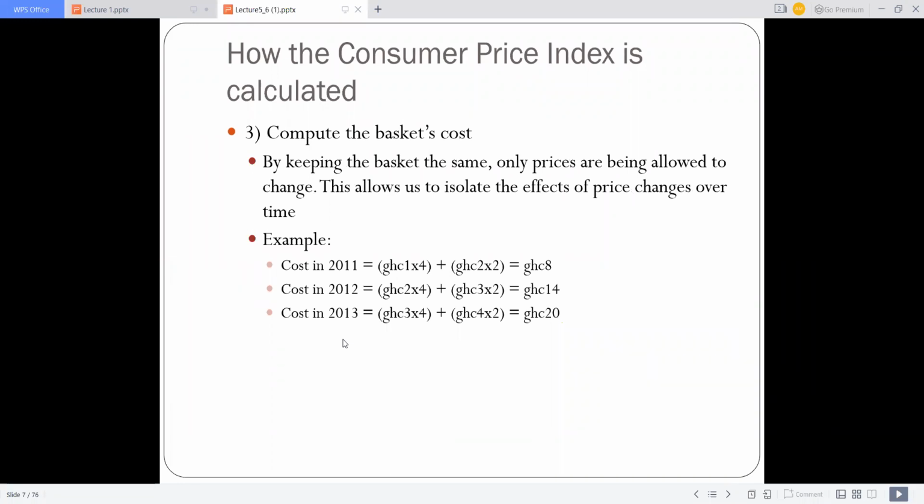So we are going to compute what you call the basket cost. Now, some of you conflate this one with the consumer price index. After knowing the quantity and knowing the price, we have to compute what you call the basket cost. The basket cost means, in 2011, if a particular consumer was to purchase both Kenke and fishes, what was the cost that was incurred in purchasing these goods?